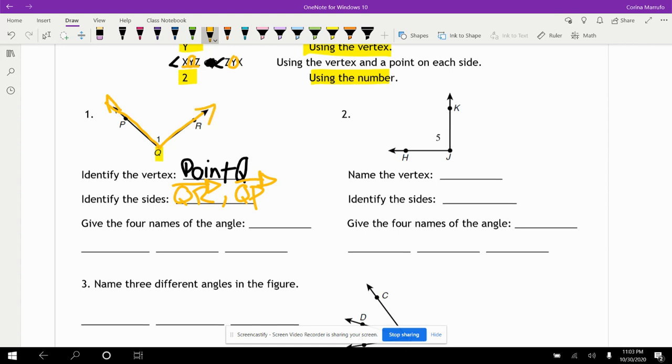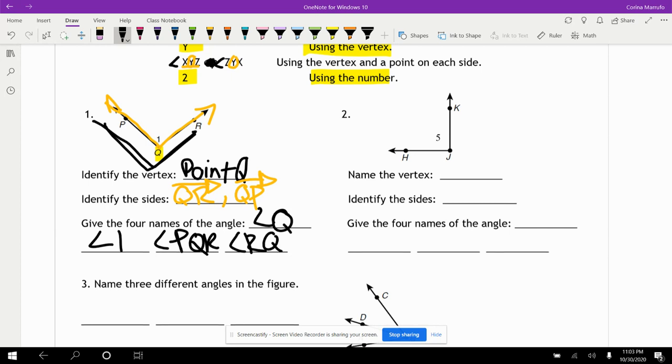And then it says give the 4 angle names. So I'm going to start off with the easy ones. The easy ones are angle Q, with the vertex. The next one is by using the number. So our number that's in that little angle, sorry, my pen turned off. Angle Q, angle 1 would be the next name. And then now we're going to label it using 3 letters. So remember, we need to go in that order. P, Q, then to R. Or we go in the opposite direction. We go from R to Q to P. So I'll go RQP. Remember, the important part is that Q is right in the center.